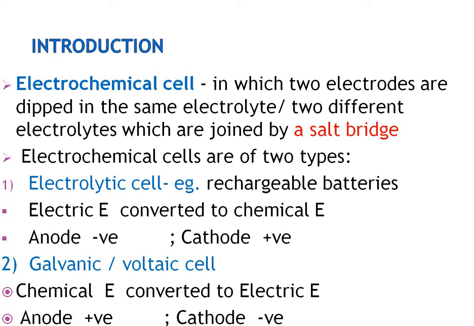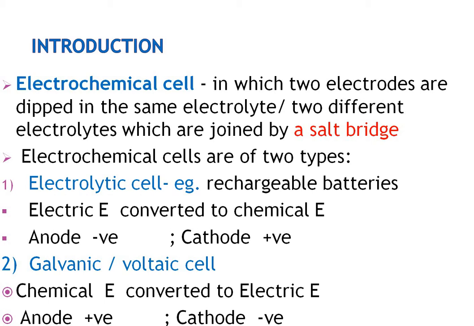So, electrochemical cell. These cells are made up of two electrodes which are dipped in the same electrolyte, or they can be dipped in different electrolytes as well. And both the electrolytes are joined by the salt bridge. These electrochemical cells are of two types. One is the electrolytic cell and the other is the galvanic or voltaic cell.